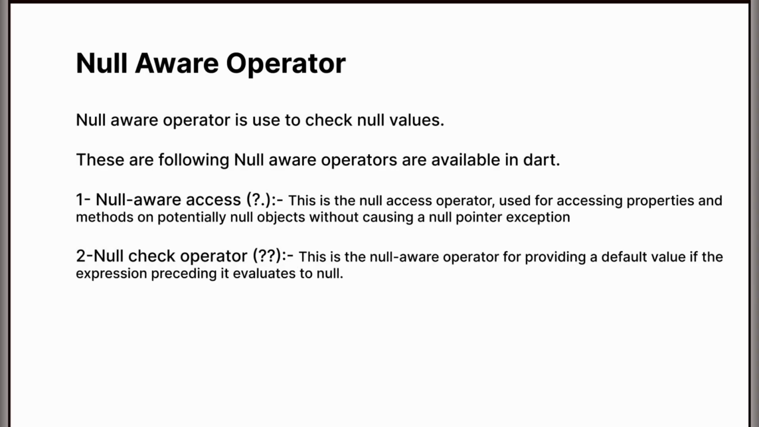Null-aware operator is used to check null values. So you can understand by this line, this operator is used to check the null values in variables. There are two types of null-aware operator in Dart. The first one is null-aware access, and the symbol of this operator is question mark and dot. The second one is the null check operator, and the symbol of this operator is double question mark.